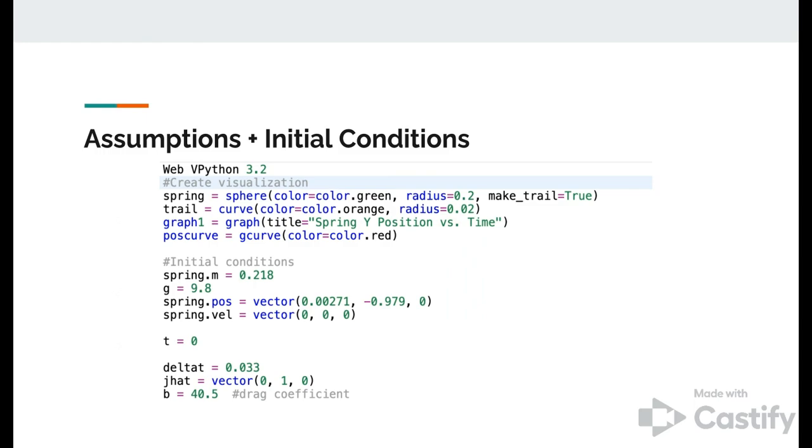For the assumptions and initial conditions, we have to create the visualization, which means the spring, or the Slinky, and the trail, and then the graph. The initial conditions: the mass of the Slinky was set to be 0.218 kilograms. Obviously, we have the gravity constant. We have the initial position and velocity from the Tracker data, and the time starts at 0 and is updated by 0.033 seconds. We have the j hat, which is in the y direction, and then the drag coefficient, which is pretty large.